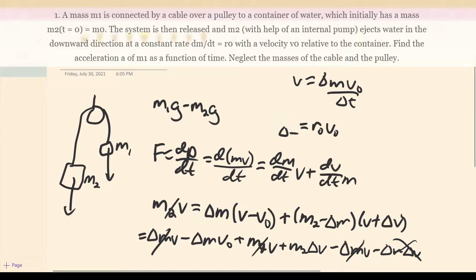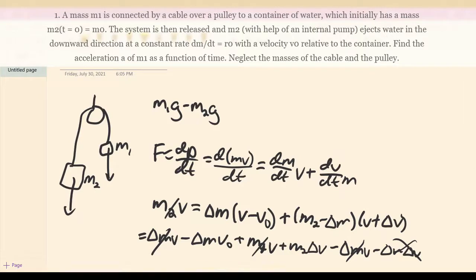So then our equation now becomes m1g minus m2g plus r0 times e0, which is the force that we just found. So then now all we have to do is take this over the total mass of the system. And so m2, we want to find this as a function of time.